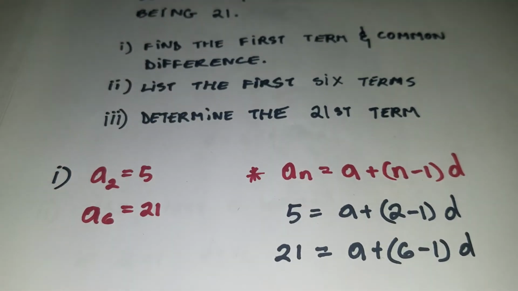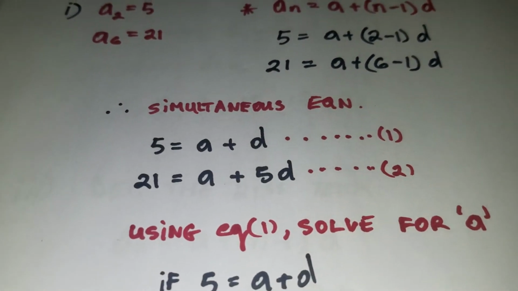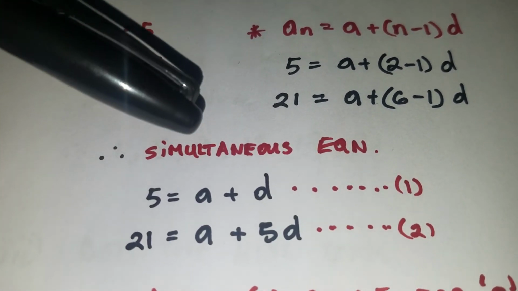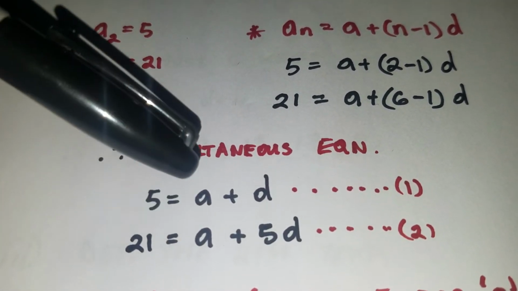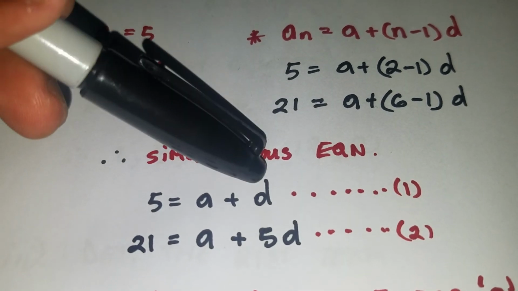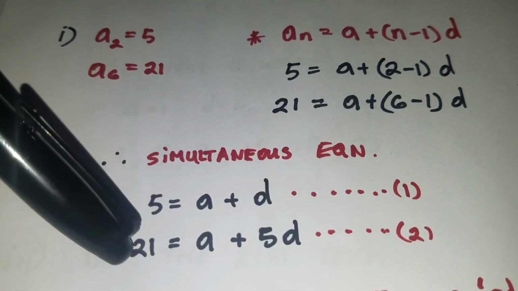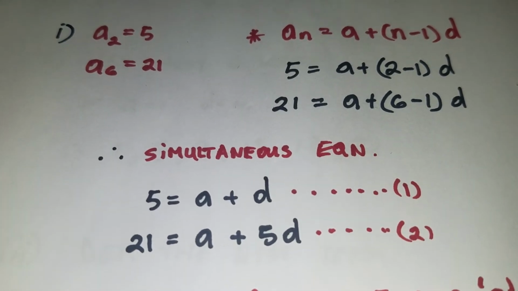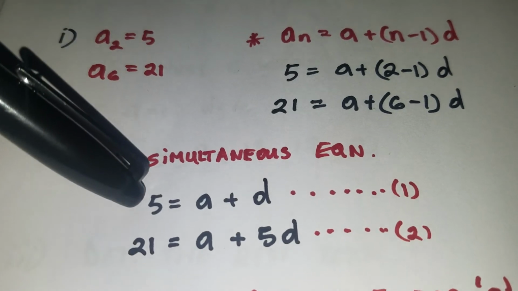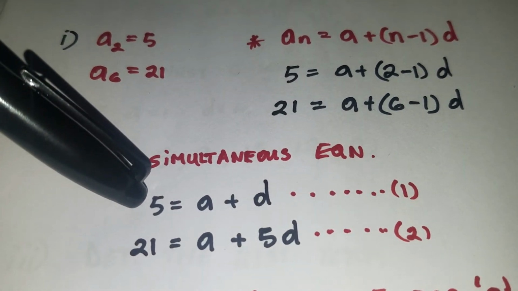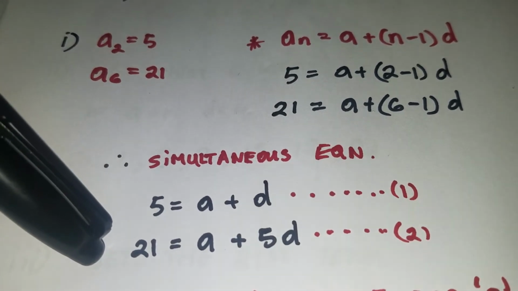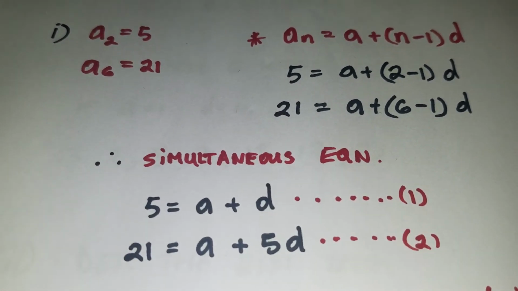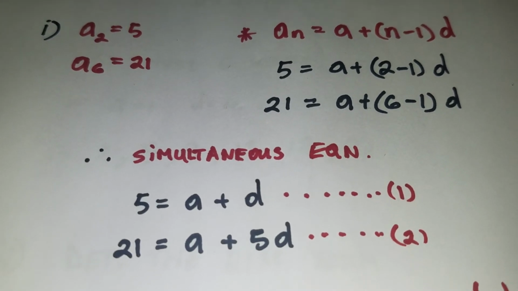When we simplify these two equations, we end up with two simultaneous equations. They are simultaneous because the variables are the same for both equations. A and D are the same value for both equations, and we know this because A and D are constant values that will not change. Now, if we call equation 1, 5 equal A plus D, and equation 2, 21 equal A plus 5D, we can solve using simultaneous equations, and my favorite method is the substitution method.